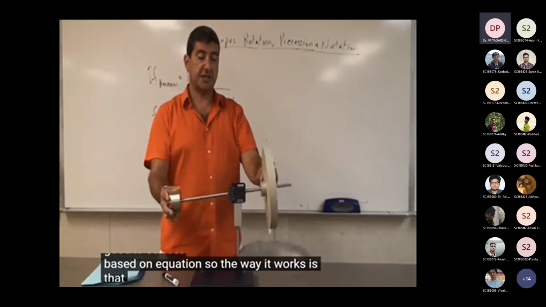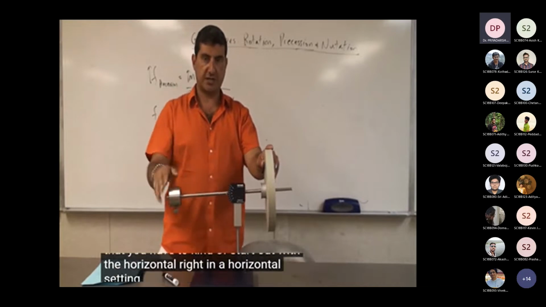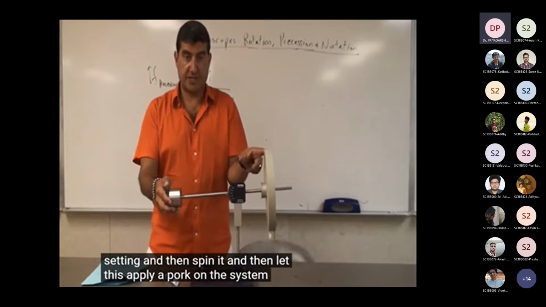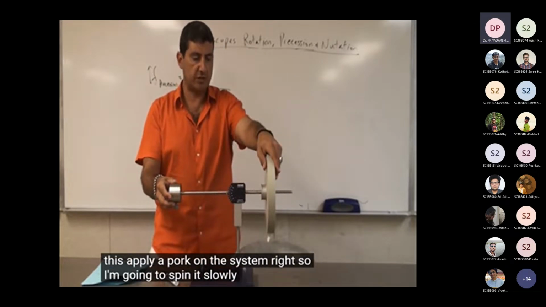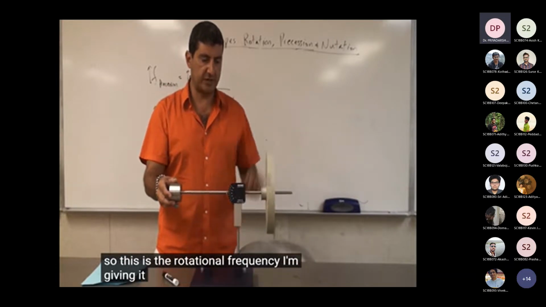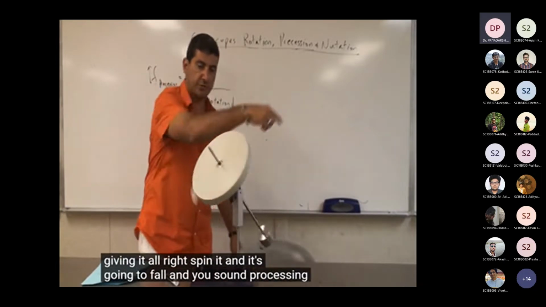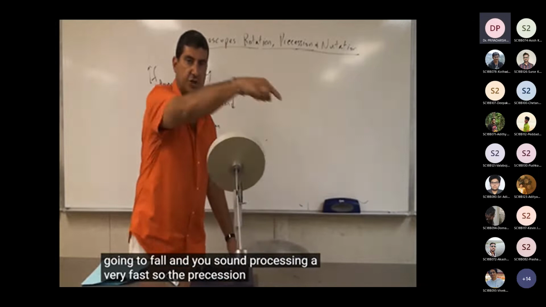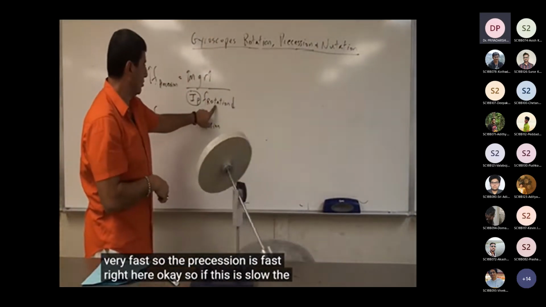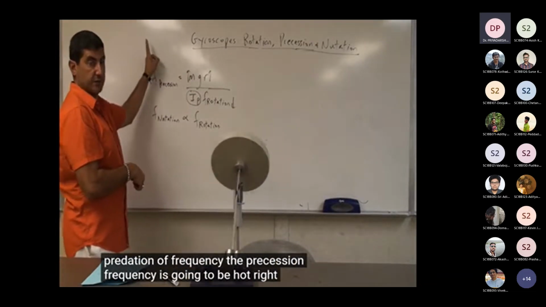The way it works is that you have to start out in the horizontal setting, and then spin it, and then let this apply a torque on the system, right? So I'm going to spin it slowly. This is the rotational frequency I'm giving it. Spin it, and it's going to fall. And you see how the precession is very fast? So the precession is fast right here. Okay, so if the rotational frequency is slow, the precession frequency is going to be high, right?